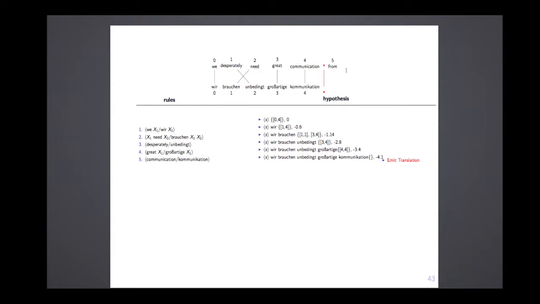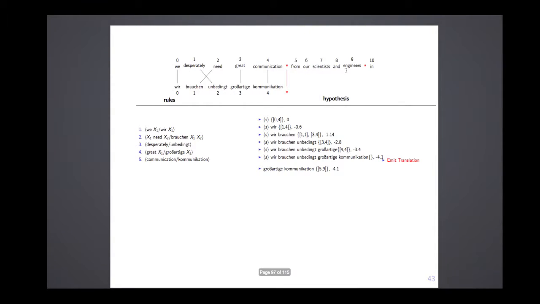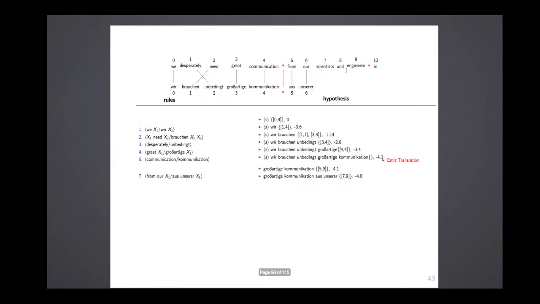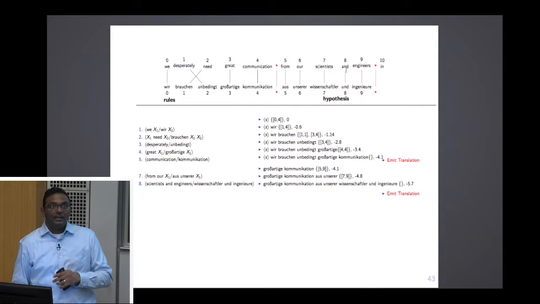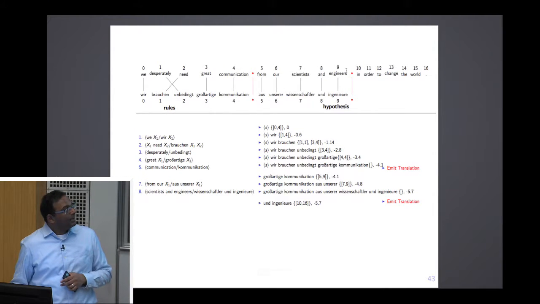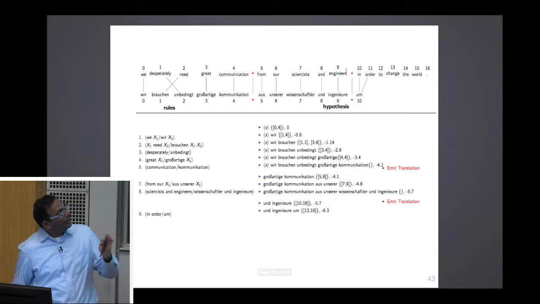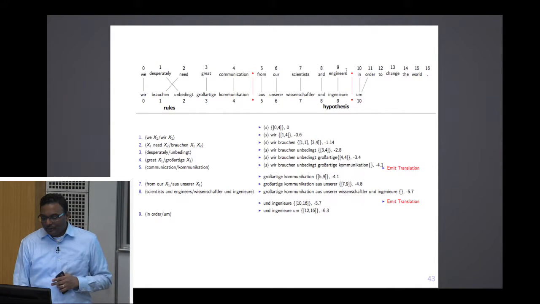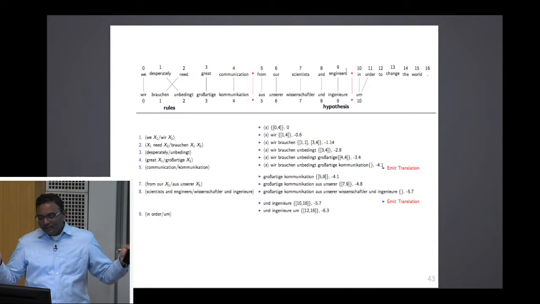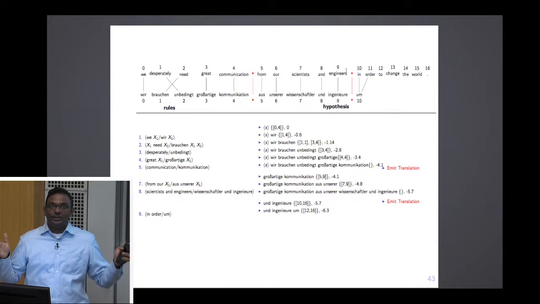Now I can go a bit faster. We go to the next segment, "from our scientists and engineers." We get a phrasal translation: "from our" is translated as a group, and then "scientists and engineers" is also translated. We emit that translation, and then we go to the last segment, "in order to change the world." So the whole sentence is: we desperately need great communication from our scientists and engineers in order to change the world.